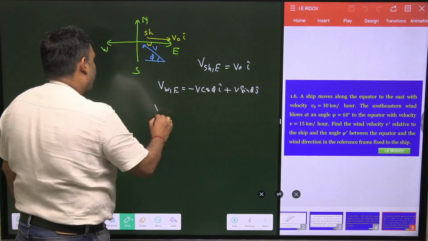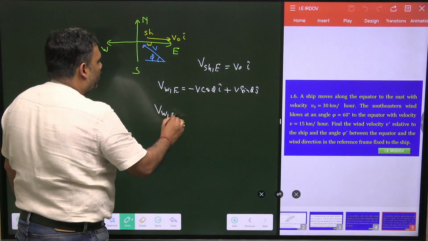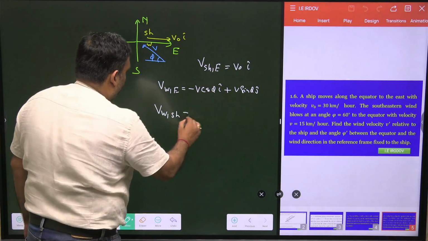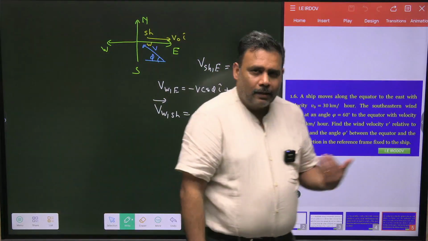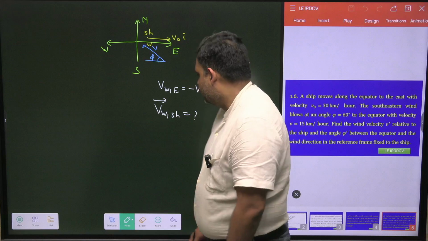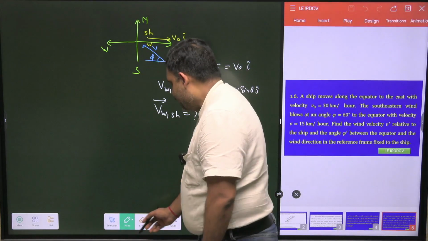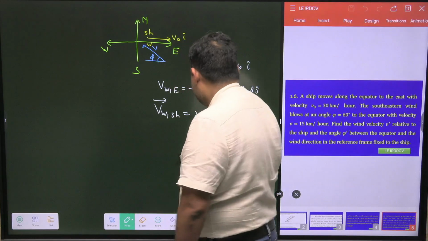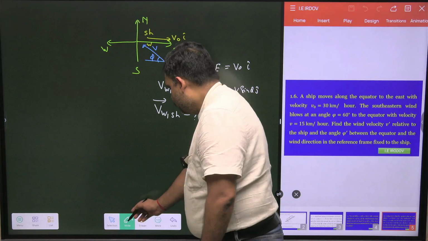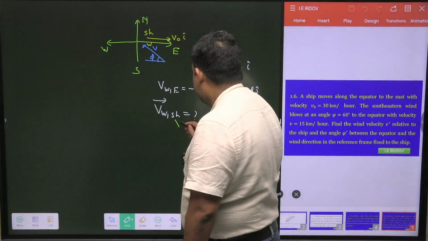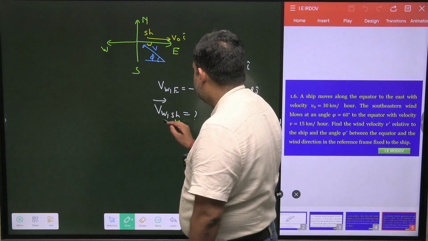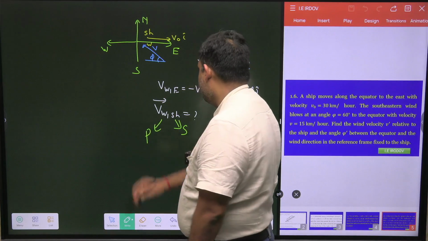We have to find the velocity of the wind with respect to the ship. We have to find this in vector form, so we will go component-wise and we can easily solve it. What we will do is keep my ship as the S frame, and the wind is my particle.